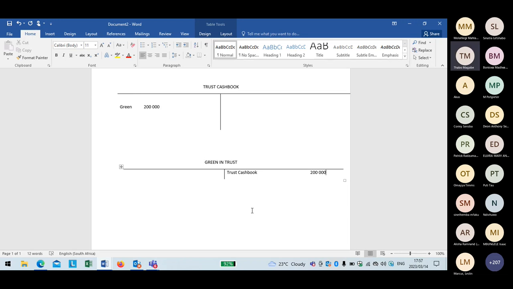All right. So after debiting the trust cash book, we will open an account for Green in trust, which we have done here, and credit Green in trust.